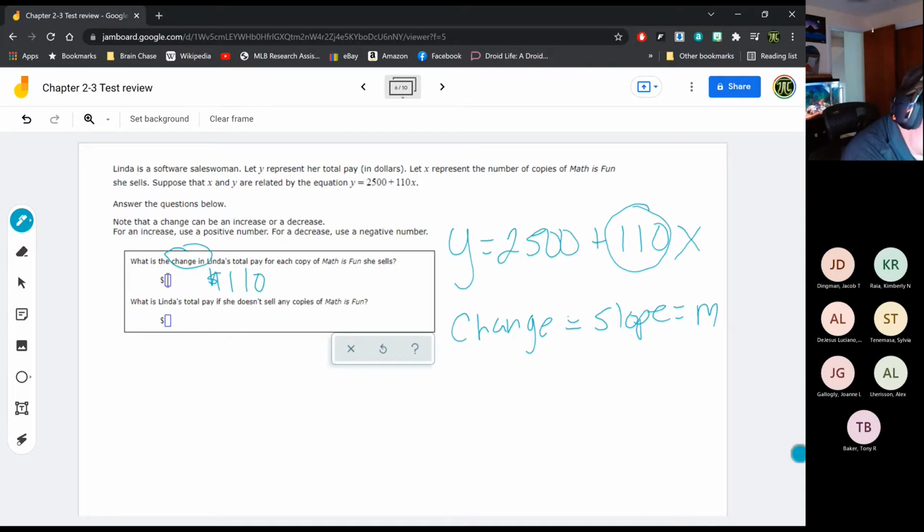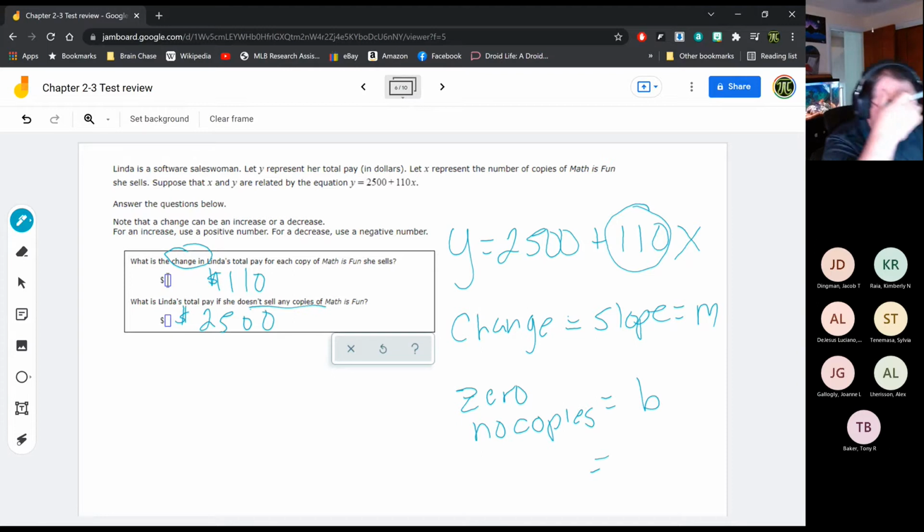Then it says, what is her total pay if she doesn't sell any copies? So that would be the starting point. So 0 or no copies is B, which in this case is 2500. So all this question's asking you for is your slope and your y-intercept. Okay, so you don't actually have to do any calculations for it.